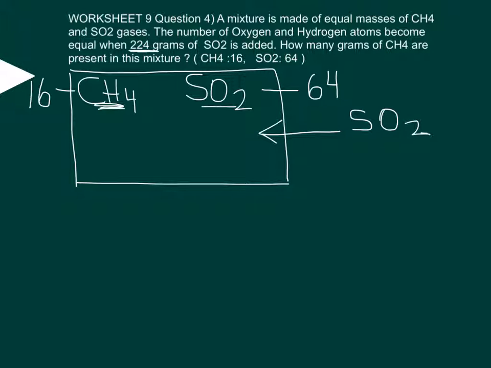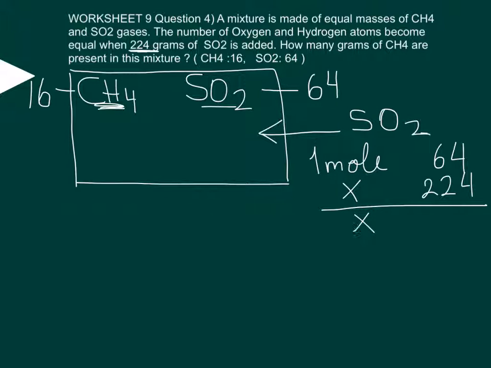224 grams. So let's first find out how many moles this is. We know that 1 mole of sulfur dioxide is 64 grams per mole. So 224 grams of sulfur dioxide is how many moles? We find that this is 224 divided by 64, which is equal to 3.5 moles.